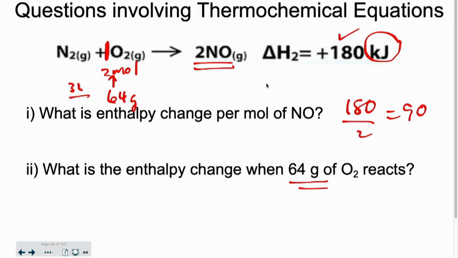Well, I can now set up a quick ratio here. 1 mole will require 180 kilojoules, so 2 moles will require twice that amount.